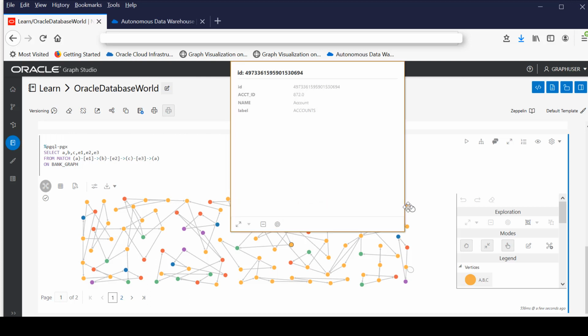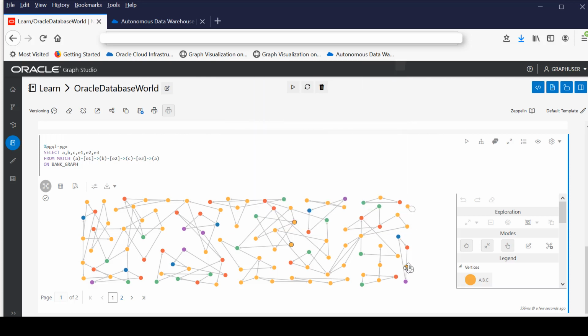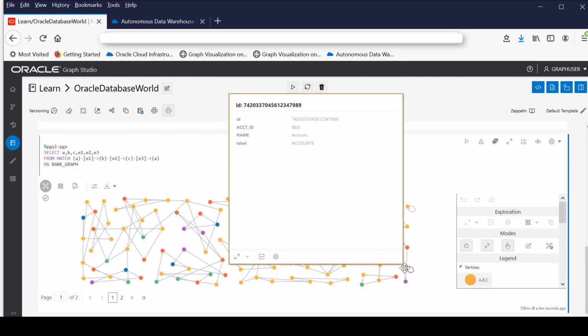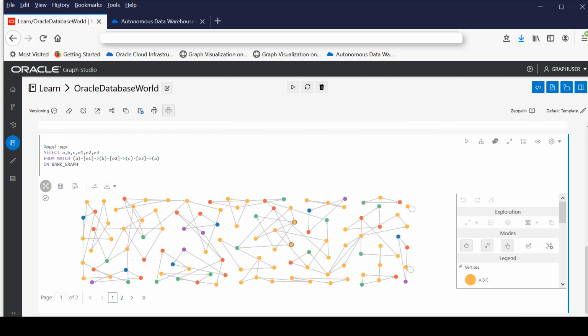I can look and say, okay, 872 is an account ID. So I right click on that vertex to get the properties for that vertex, and account ID 872 is transferring money to itself. Here, this account ID 88 is also transferring money to itself. So this is interesting information about my graph that I can identify by visually examining the graph.